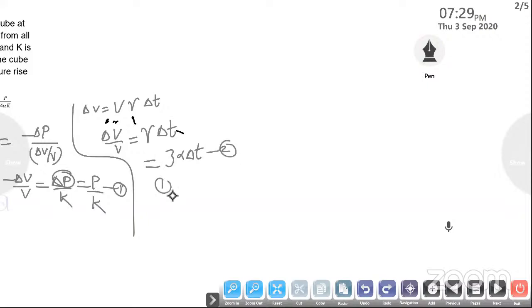So from equations 1 and 2, we can say this is P by K. The equation 1 is the decrease in the volume, and equation 2 is the increase in the volume. These two must be equal. Sign wise they are opposite, but magnitude wise, numerically they are equal. Then only we can bring the cube to the original size. So we can write 3 alpha delta T, and from here we can get the answer.